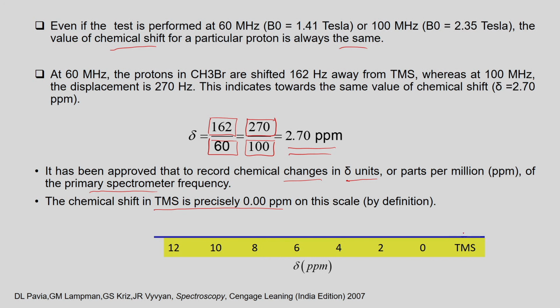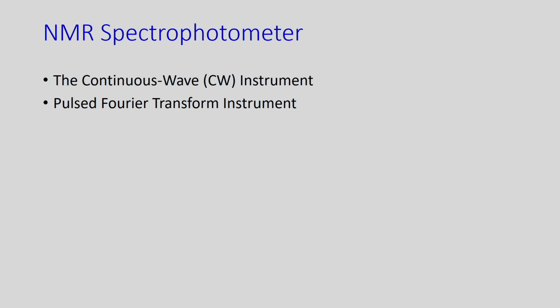So, it means TMS is here at 0, and then 2, 4, 6, 8, 10 and likewise. The more you go in this direction, the higher you go to the left-hand side, the more will be the deshielding. The more you go to the right-hand side, the more will be the shielding. So, the electron cloud is dense here, and the electron cloud is very less here. Now, let us see how the NMR spectrophotometer actually measures this.